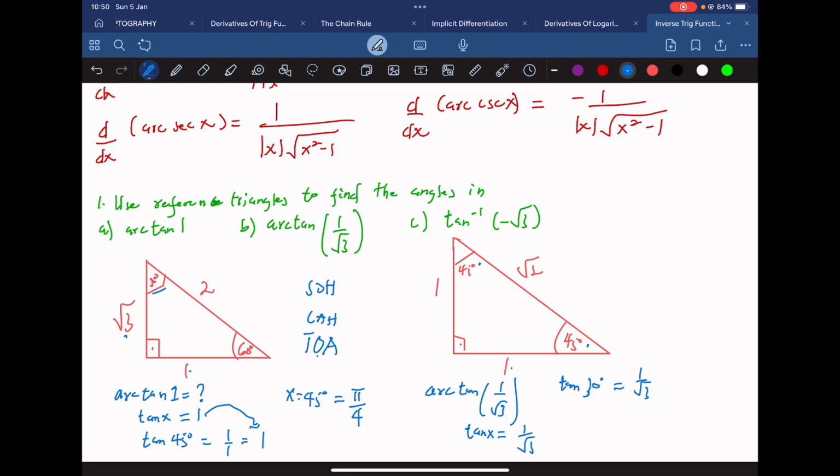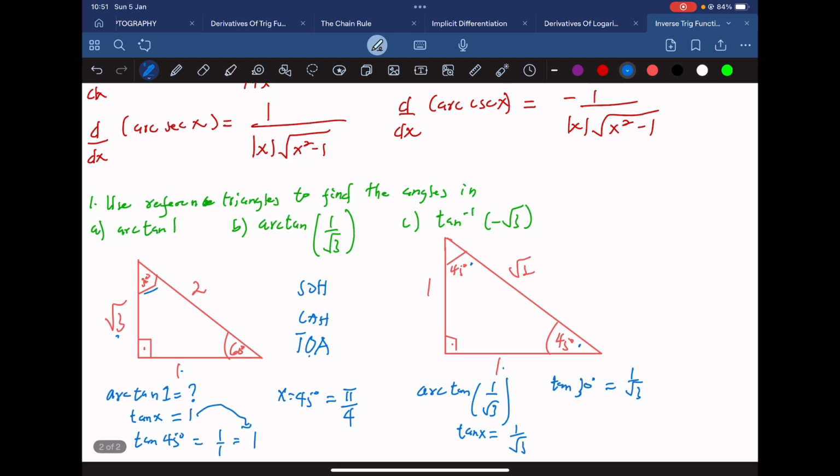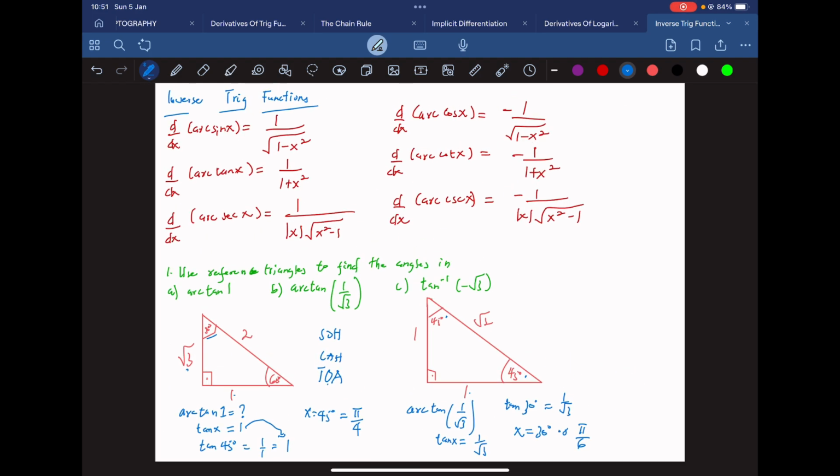If we select 60, opposite is root 3, adjacent is 1. So it's going to be root 3 over 1, which is not the same as what we have. So you can't use 60. So the correct answer is 30. And remember, our x is equal to 30 degrees or pi over 6. I hope this is clear.